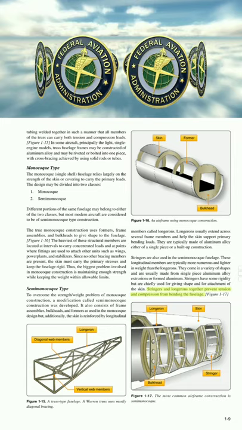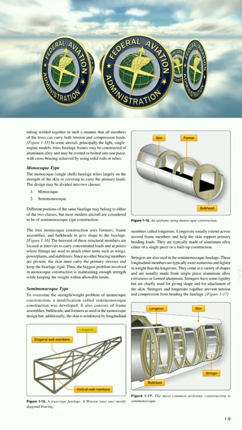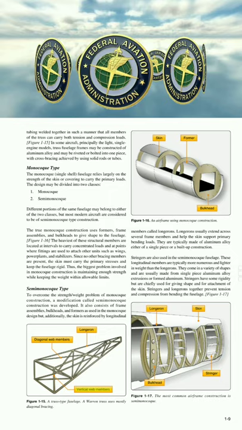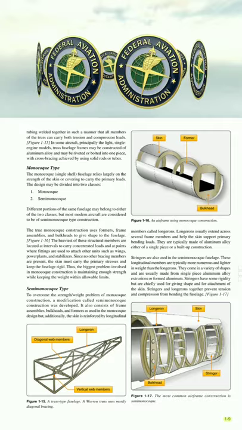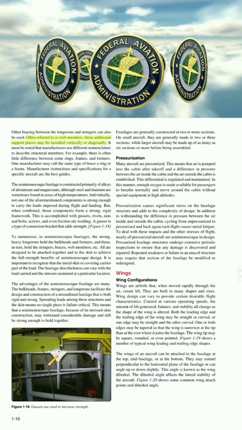Figure 117. Longeron. Skin. Longeron. Diagonal web members. Stringer. Bulkhead. Vertical web members. Figure 115. A truss type fuselage. A warren truss uses mostly diagonal bracing. Figure 117. The most common airframe construction is semi-monocoque. Other bracing between the longerons and stringers can also be used. Often referred to as web members, these additional support pieces may be installed vertically or diagonally.